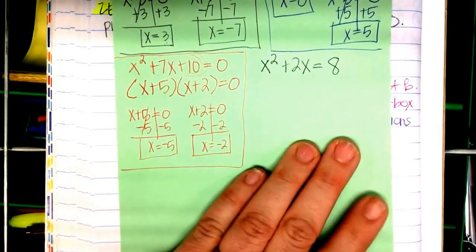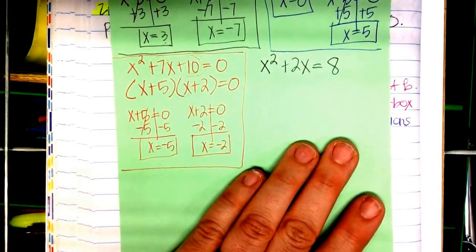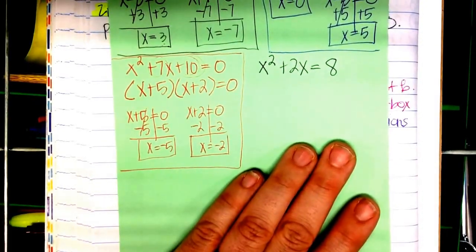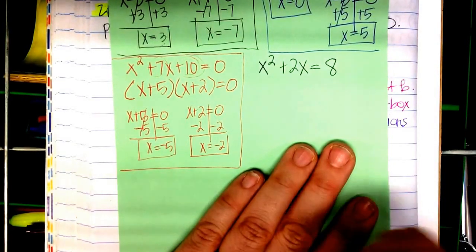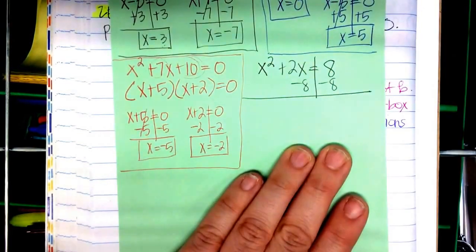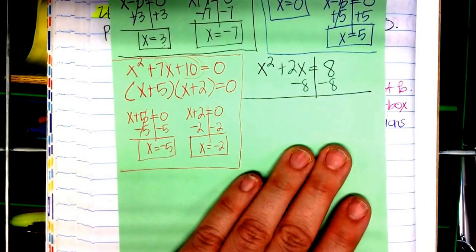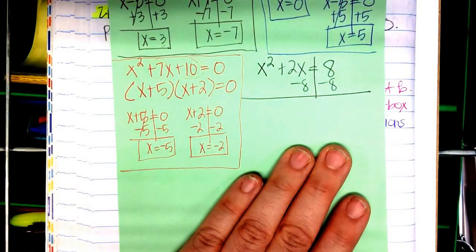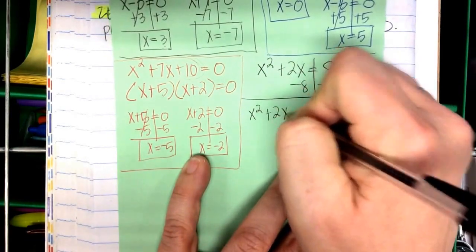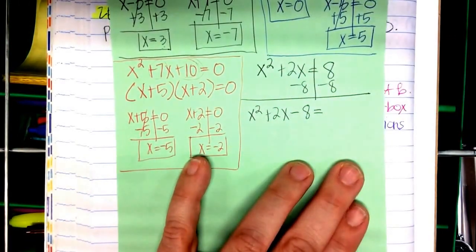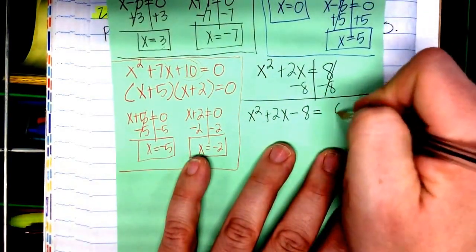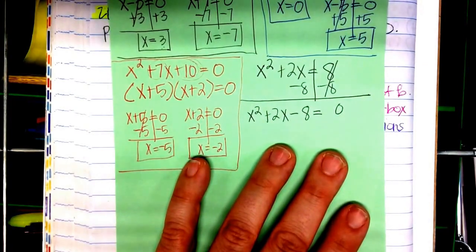Example 4, x squared plus 2x equals 8. Step 1, is it ready? No, Corbin, what are you going to do? Subtract 8 from both sides. Someone tell me what the left side now says. Angelina? Perfect. What does the right side now read, Tommy? 0, because 8 minus 8 is 0. So now, have we completed step 1?